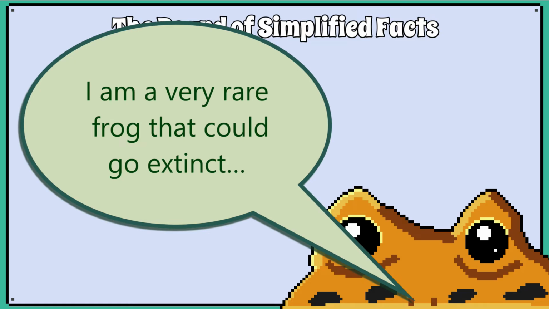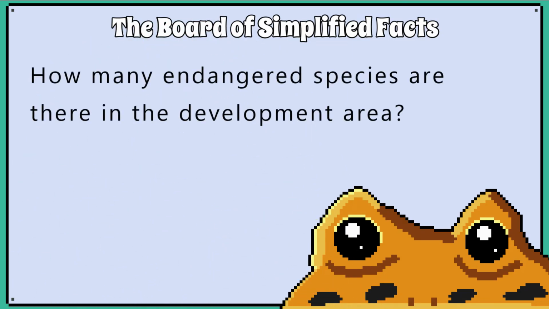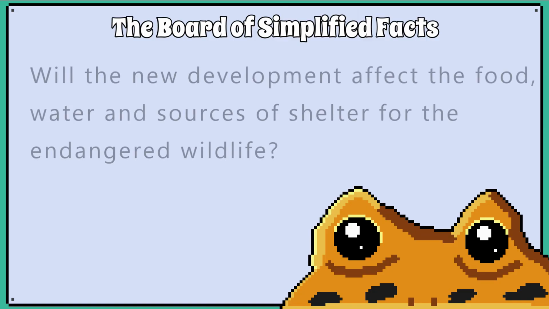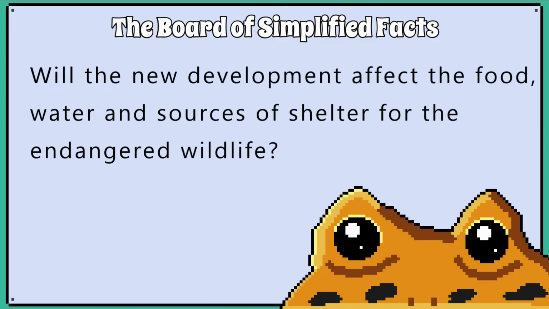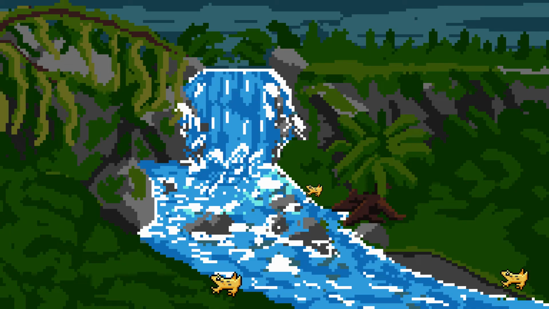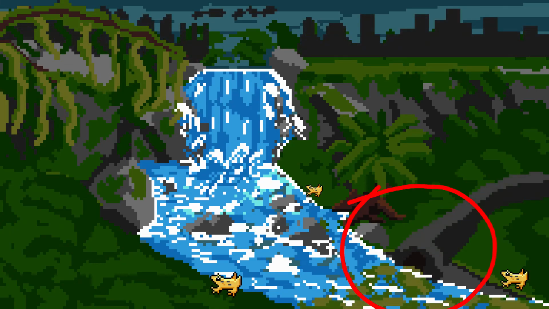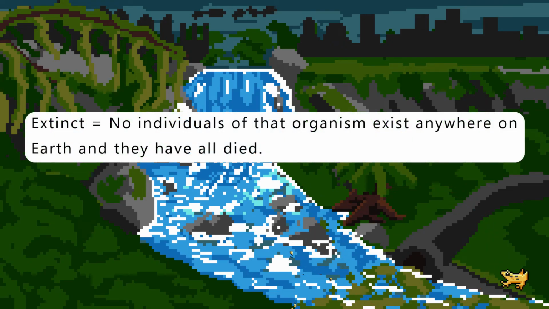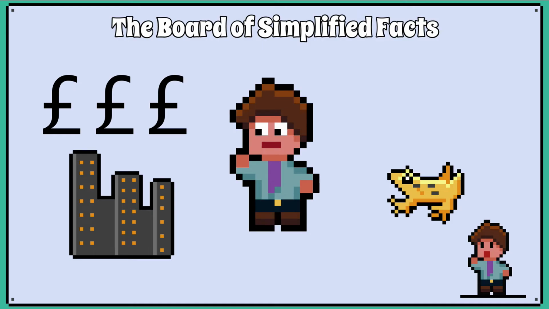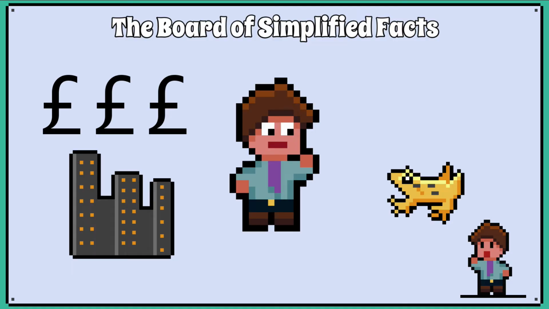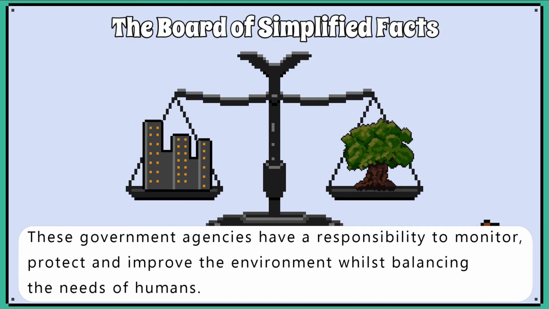Biologists will collect data on how many endangered species are in an area and whether a new development may affect their food, water, and sources of shelter. The worst case scenario is that the development affects an endangered species to the point it becomes extinct. This means no individuals of that organism exist anywhere on Earth, and they have all died. Based on the data collected, a decision is made whether a development can be approved or not. Therefore, the government agencies have a responsibility to monitor, improve, and protect the environment whilst balancing human needs.